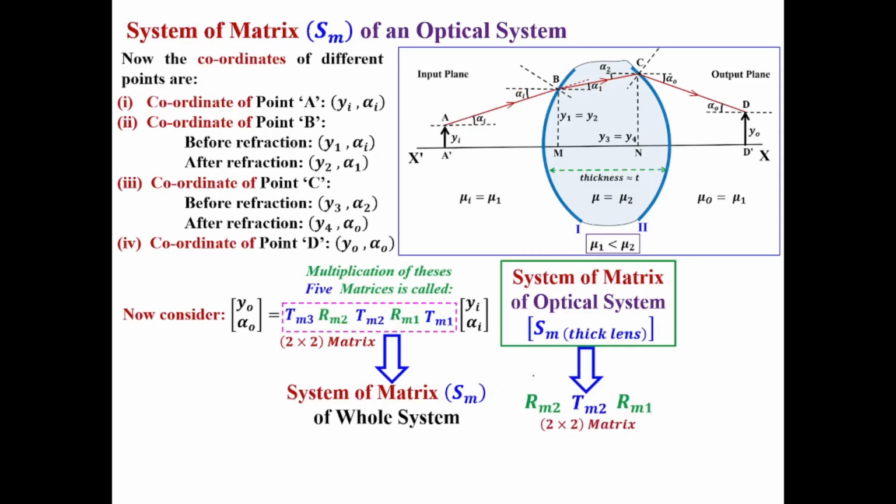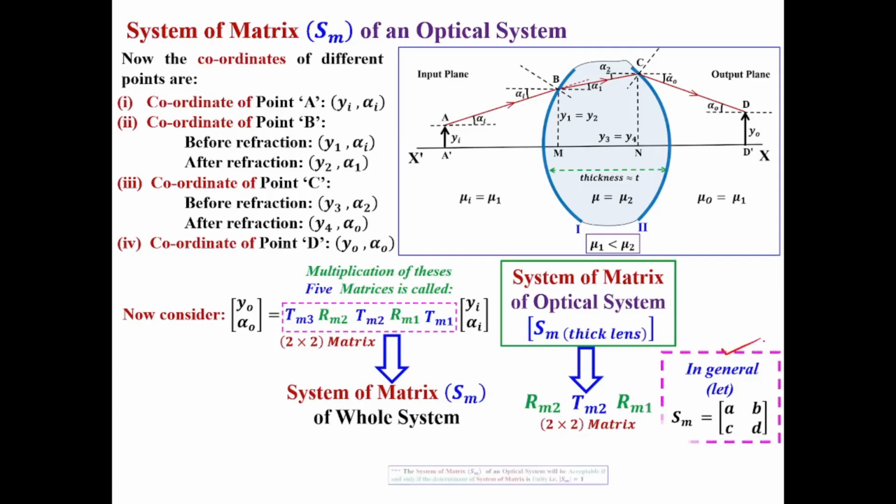This is itself a 2 cross 2 matrix, right? In general, let us consider the system matrix to be written as A, B, C, D. As it is a 2 cross 2 matrix, in general it is represented as A, B, C, D. You just remember this one. This general system matrix will be required in our forthcoming classes. You just remember this one.